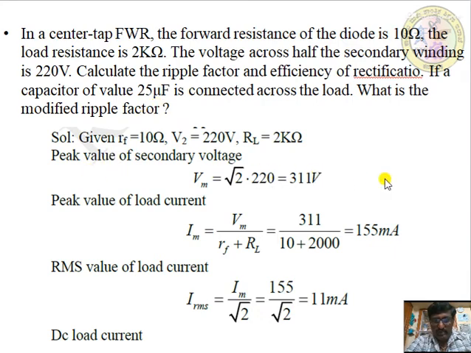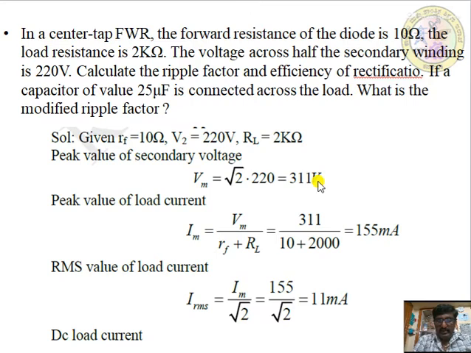So the peak value of the secondary voltage Vm is equal to root 2 into V2. Root 2 into 220, if you calculate, we will get 311 volts. Peak value of load current Im is equal to Vm divided by Rf plus RL.